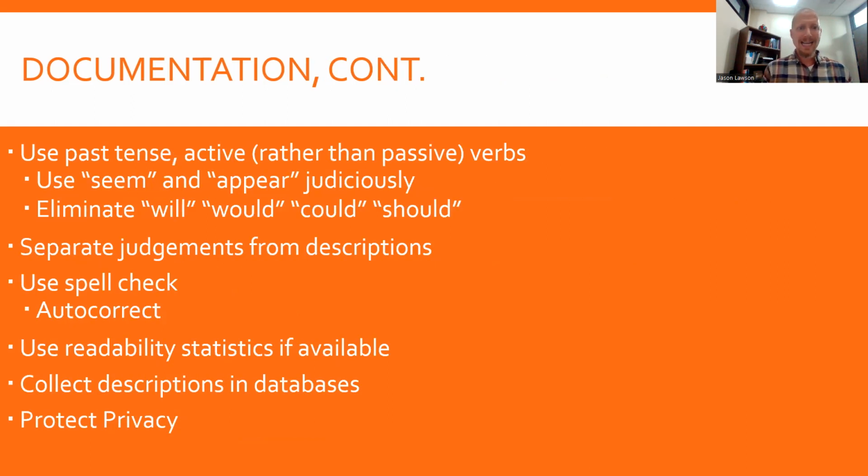You want to use past tense active rather than passive verbs. And so, when I use the words seem and appear, it's saying use them judiciously. I'm saying use them cautiously because they sound wishy-washy. And when we sound wishy-washy, we don't sound professional, okay? Eliminate the words will, would, could, should, because they sound judgy, okay?